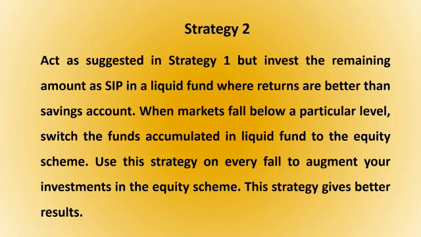Strategy 2. Act as suggested in Strategy 1, but invest the remaining amount as SIP in a liquid fund, where returns are better than savings account. When markets fall below a particular level, switch the funds accumulated in liquid fund to the equity scheme. Use this strategy on every fall to augment your investments in the equity scheme. This strategy gives better results.